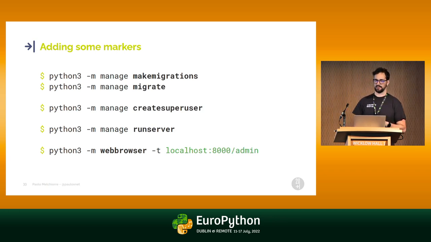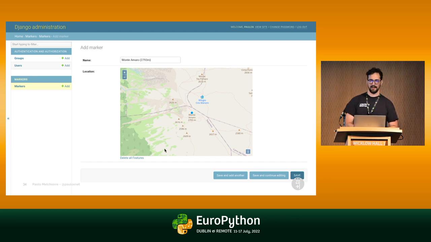We can now start the project as usual with runserver, and we can visit the admin in the browser. Here is the page for inserting the markers in our admin. As you can see, we have a text field to enter the name of the spot and a GIS widget that we can use to manually navigate the map and then manually define our point in space. In this case, it's the peaks I want to reach.